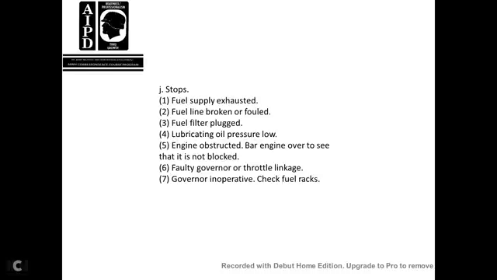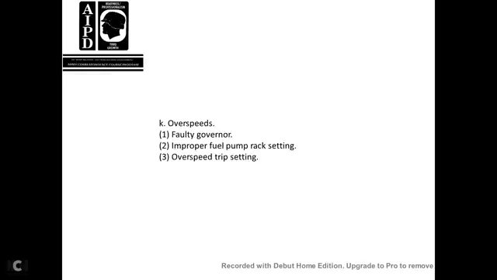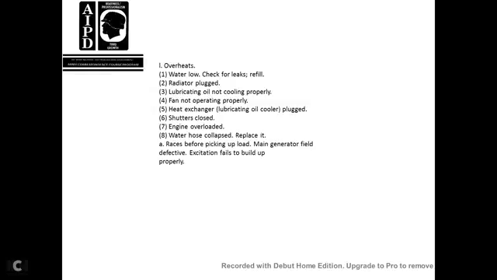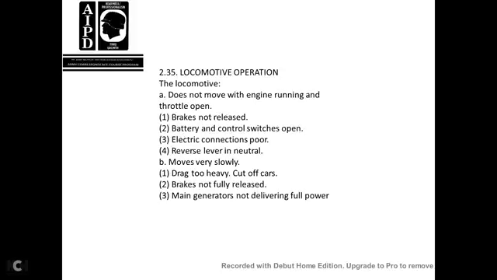If the fuel supply is exhausted, the fuel line is broken, or the fuel filter is plugged, the engine stops. Also check lubrication, low oil pressure, and whether the engine is obstructed. Turn the engine over by bar to see that it is not blocked. Faulty governor and throttle leakage, governor inoperative, check fuel racks. K, overspeeds: faulty governor, improper fuel pump rack settings, and overspeed tripping settings. Overheats: water low, check for leakage and refill, radiator plugged, lubricating oil not cooling properly, fan not operating properly, heat exchanger or lubricating oil cooler plugged, shutters closed, engine overloaded, water hose collapsed, replace it. Engine unloaded and loaded: main generator field defective, excitation fails to build up properly.